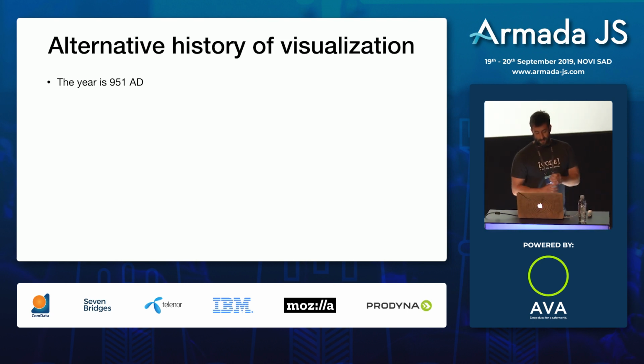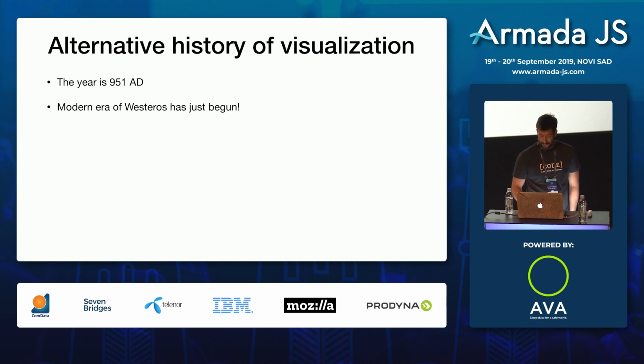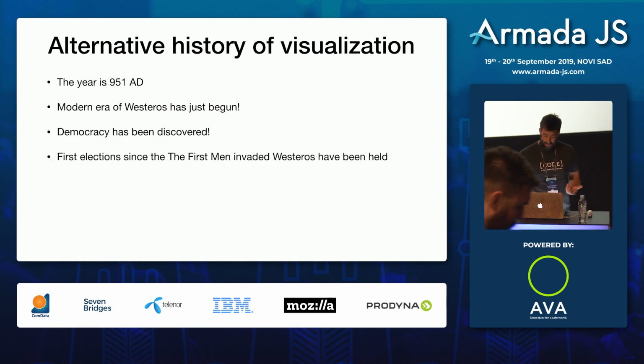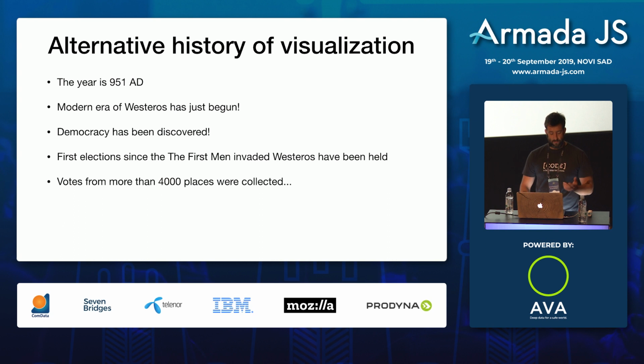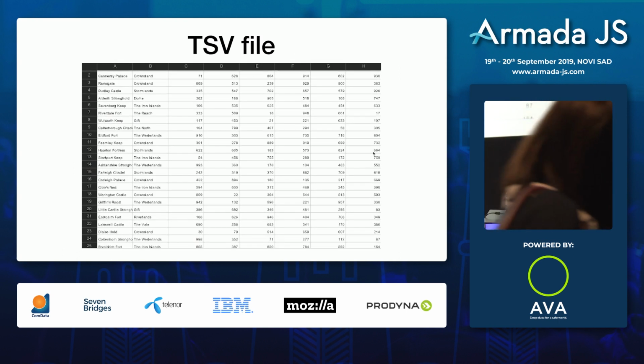It all started in 1951. The modern era of Westeros has just begun. Democracy has been discovered, and first elections since the first man invaded Westeros have been held. Votes from more than 4,000 places were collected and stored in a revolutionary storage system, a TSV file. So that's a TSV file.